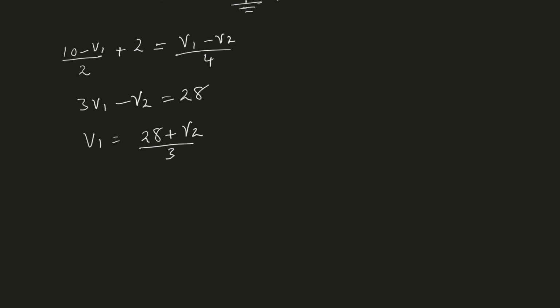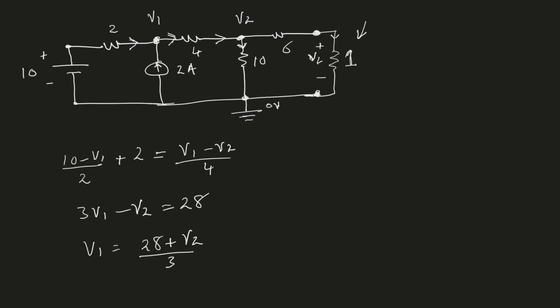To get the second equation, I will apply KCL to node 2. The current that is entering node 2 is V1 minus V2 divided by 4. And the current leaving node 2 is V2 divided by 10, because this is V2 minus 0 divided by 10, plus V2 minus 0 divided by 7. And it is 7 because in this branch we have 6 plus 1, 7 ohm resistance connected, because 6 and 1 are in series, so therefore the series is the summation of the two, which is 7. All right, so we got this finally.